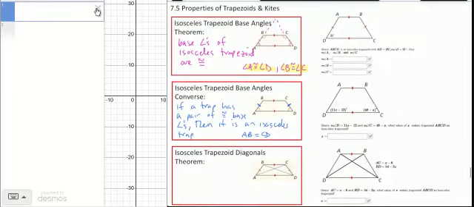And the final relationship here is that if you do have an isosceles trapezoid, the diagonals are congruent. Here they're using a biconditional: a trapezoid is isosceles if and only if its diagonals are congruent. So if you have an isosceles trapezoid here, then BD and AC are equal to each other.